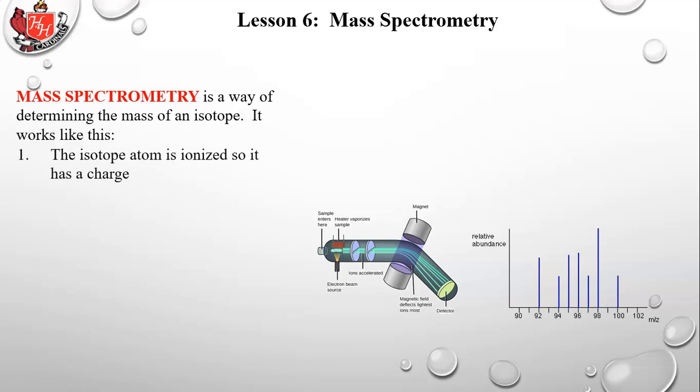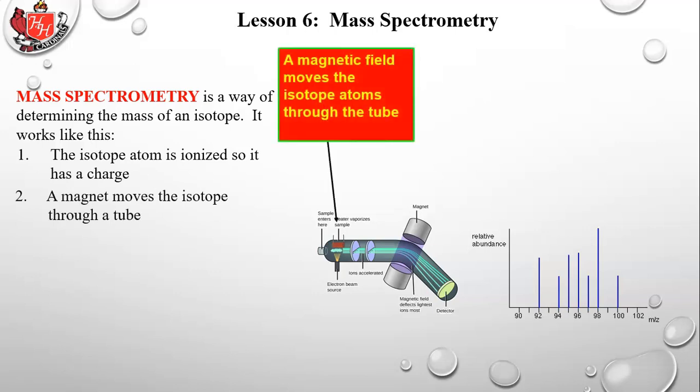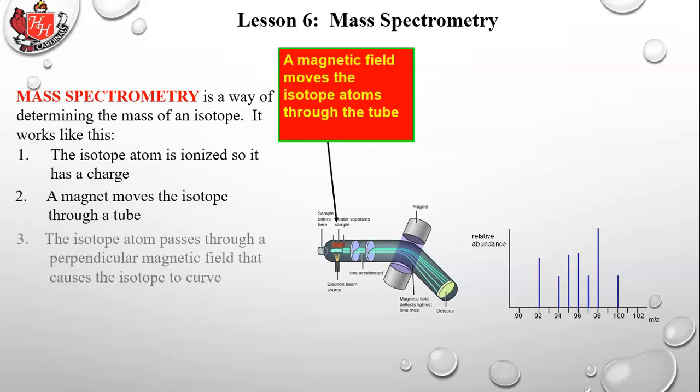The isotope atom is ionized, so it has a charge. A magnet moves the isotope through a tube. So a magnetic field moves the isotope atoms through a tube. It's kind of like J.J. Thomson's cathode ray tube. However, this is not electrons. This is isotopes of atoms. So what they have to do is ionize it so that it does have a charge and therefore can be deflected by a magnet. But they're not interested in the charge on it. They're interested in the mass of the isotope.